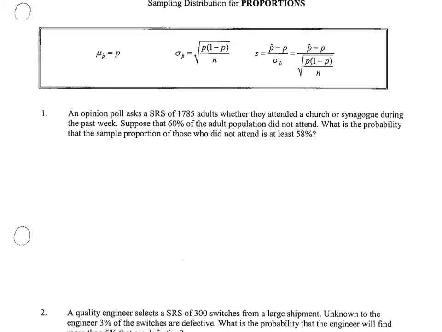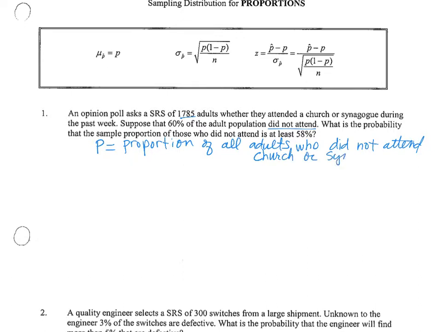An opinion poll asks a simple random sample of 1,785 adults whether they attended a church or synagogue during the past week. Okay, so listen up. The context of this problem is about the proportion of all adults, and this is about the ones who did not attend a church or synagogue last week.